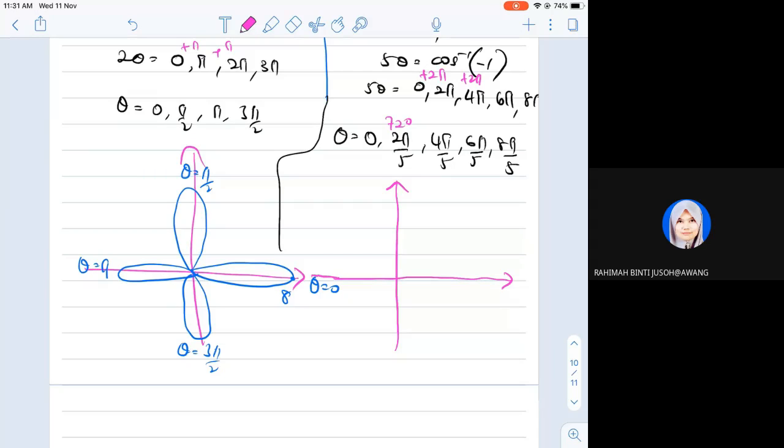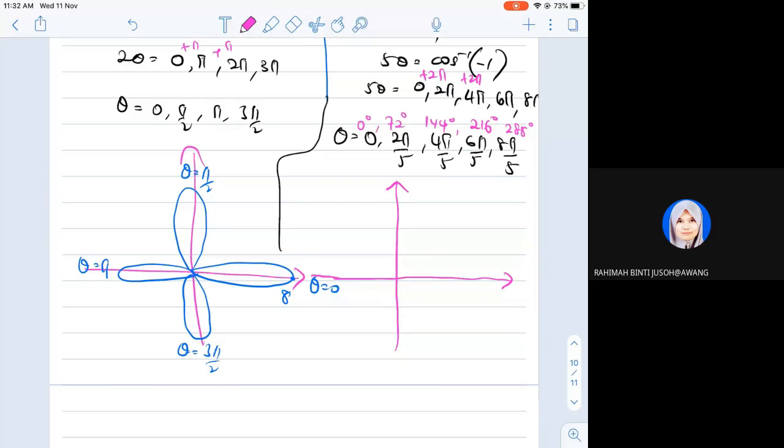This is 0 degrees, of course, 72 degrees. And then if you have 4 pi over 5, you will have 144 degrees. And then if you have 6, you get 216 degrees. And then for 8, you will have 288.